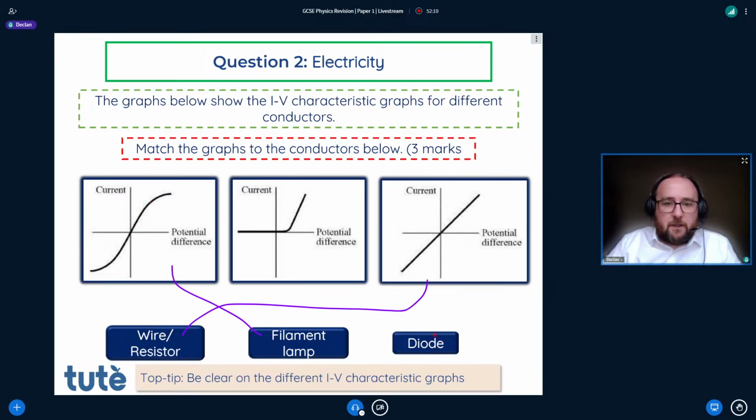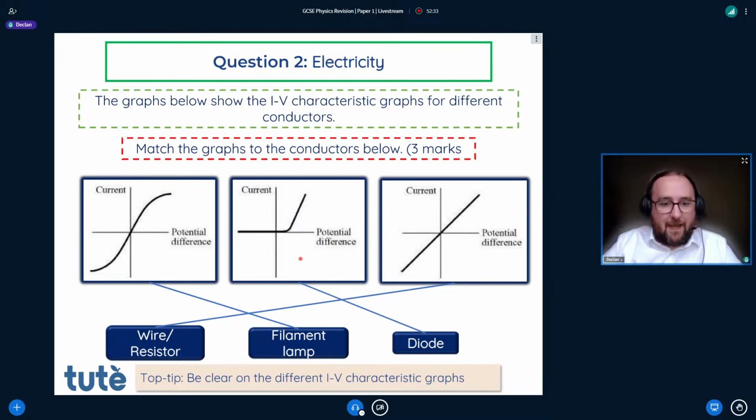And then the diode only works one way. So it's the only one that's not symmetrical, the only one we wouldn't be able to put a mirror in somehow and get that reverse pattern. So the diode is this one in the middle. It has a threshold voltage where suddenly the current's allowed to flow. So we managed to match them up.